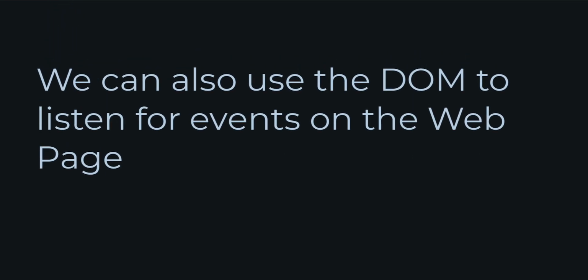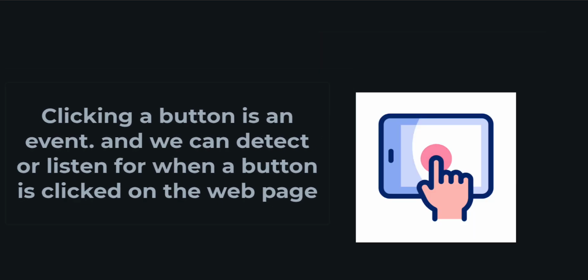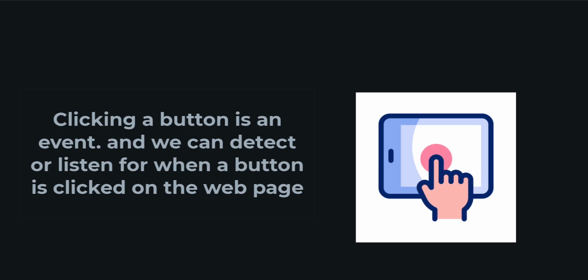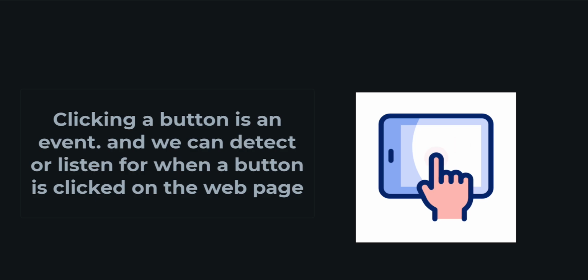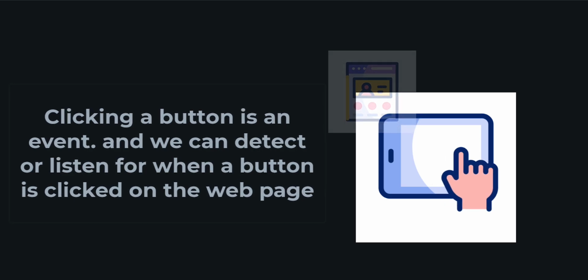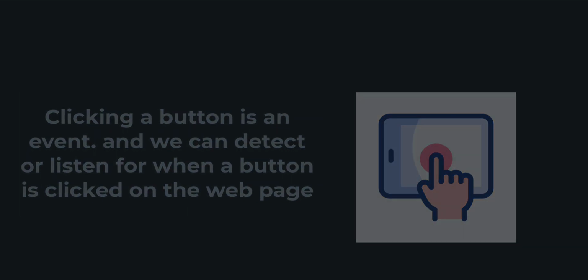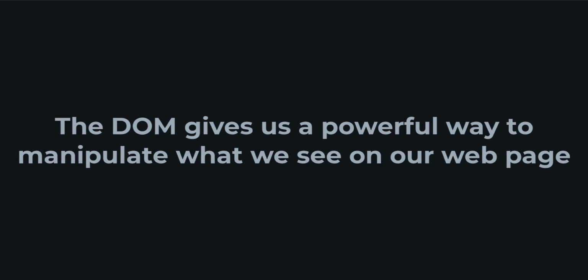We can also use the DOM to listen for actions or events on our web page. If, for example, we have a button on our web page, we want to use the DOM to listen for when that button is clicked. Clicking is an action or an event, right? So we want to be able to listen for an event such as a click event on that button, and maybe do something when that click event happens. For example, we want to show a particular picture, or change the text written inside of a paragraph or a heading when that button is clicked. So these are the basic things that we can actually do with the DOM. The DOM just gives us a powerful way to manipulate the content of our HTML page.